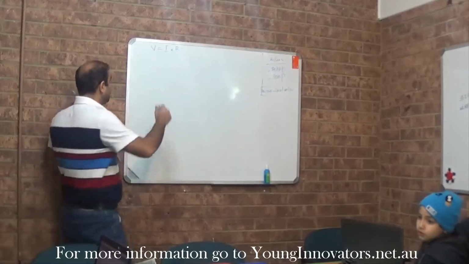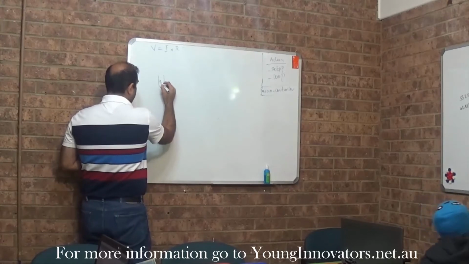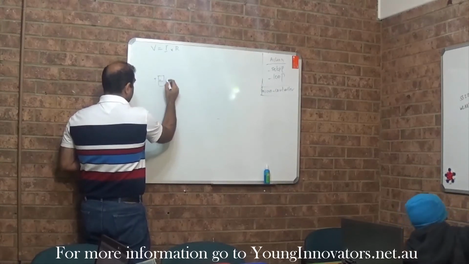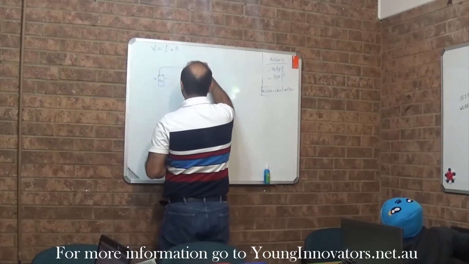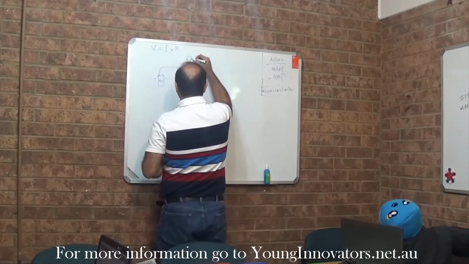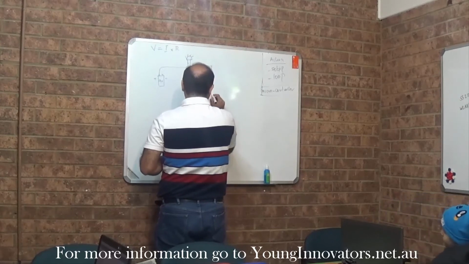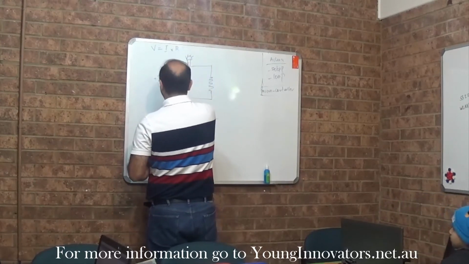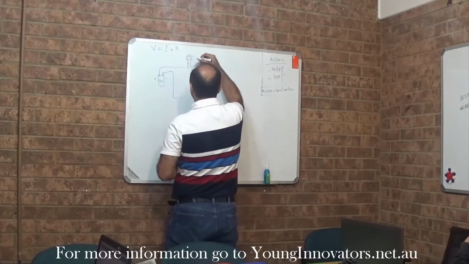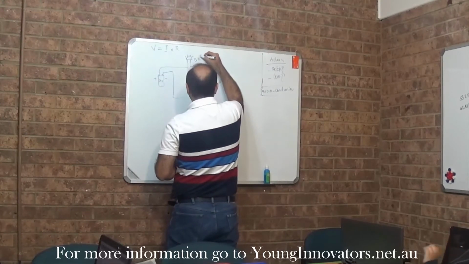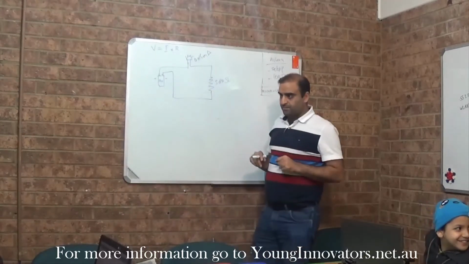We built this circuit. We had a 9 volt battery, plus and minus. This went to an LED, then the resistor, and we went back to negative. This was 560 ohms. This was 0.015 milliamp. So this was our circuit, right? This is what we did.